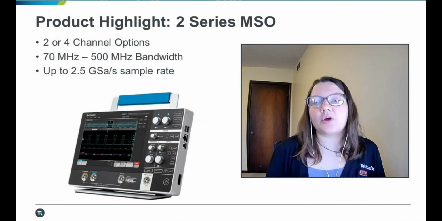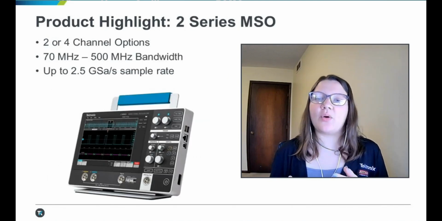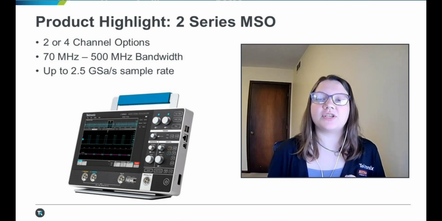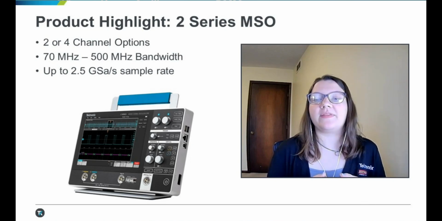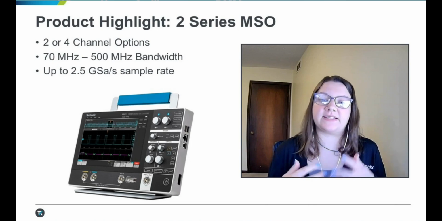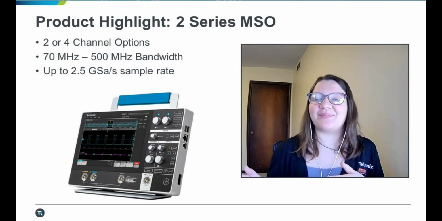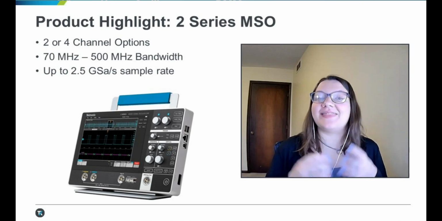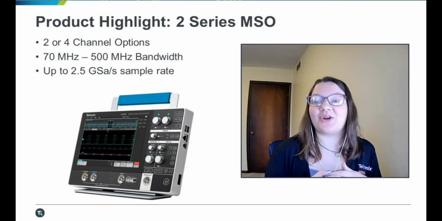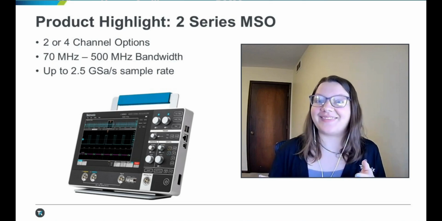Our highlighted scope today is the 2 series MSO. It comes in 2 or 4 channel options with up to 500 megahertz bandwidth and a 2.5 gigasample per second sampling rate. So remember how I said that scopes had higher sampling rates to measure higher frequencies? That 2.5 gigahertz beats out our 1 megahertz digitizer by a lot there.